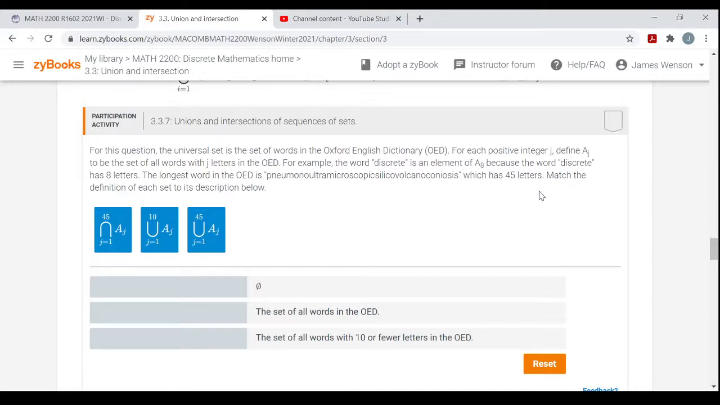So the largest word would belong to A sub 45. Now, match the definition of each set to its description below. What we're doing here is taking these sets, A1, A2, A3, A4, up to A45, these sets of words, and combining them in some way to make a new set. So about this first one.